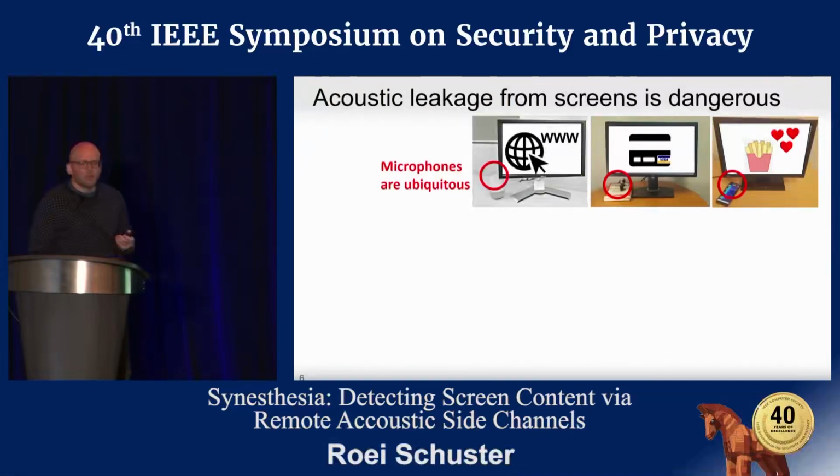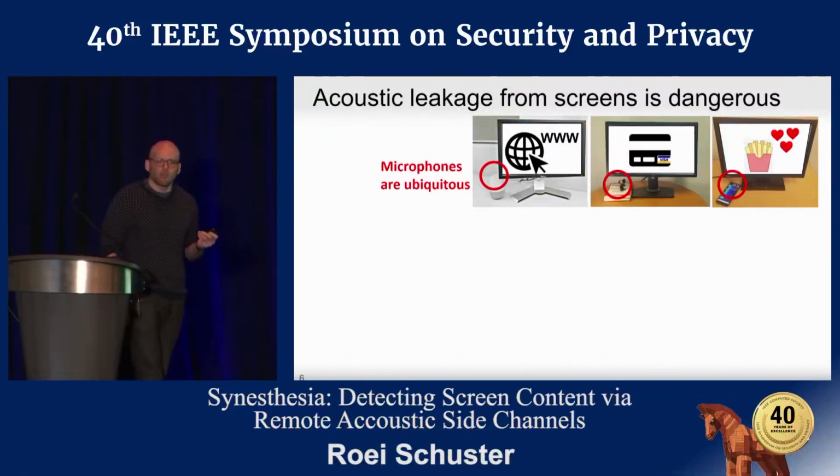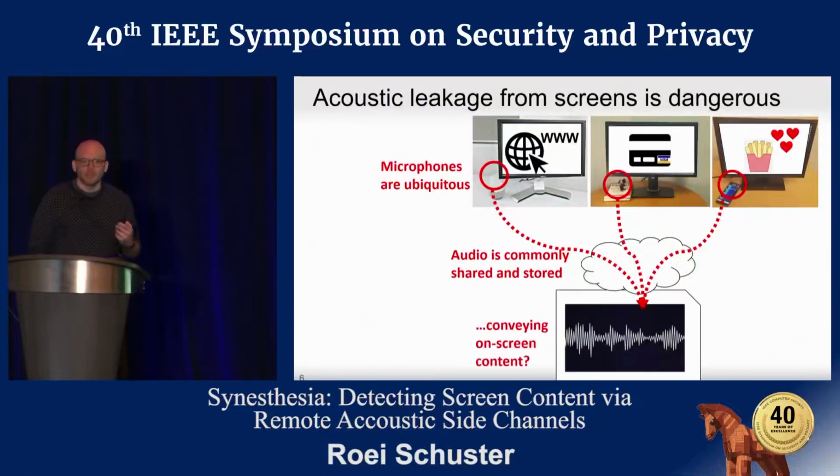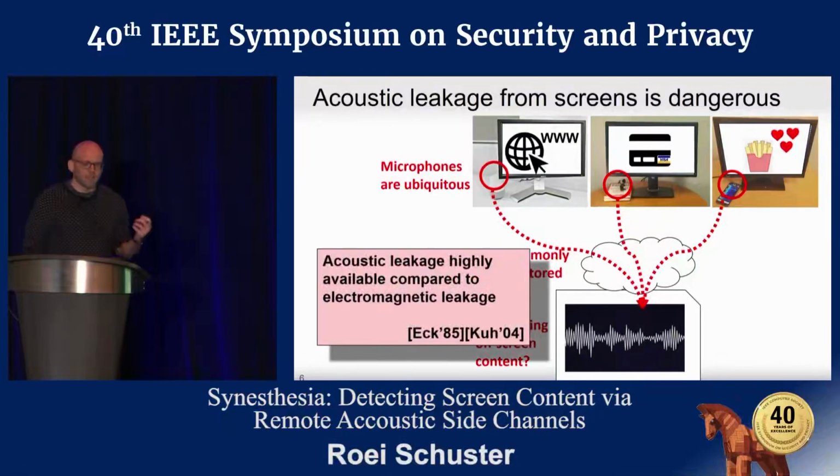And all the while, it's common to have microphones placed next to screens. And it's even common to have them recording. If you're interacting with a Google Home or an Alexa device, then it's recording. And if you're video chatting, or if just a third-party app on your phone has permission to. So audio is, in a sense, very available. In some sense, it's more highly available than the electromagnetic leakage that we've seen, the famous Van Eck leakage, which is also about visual content.